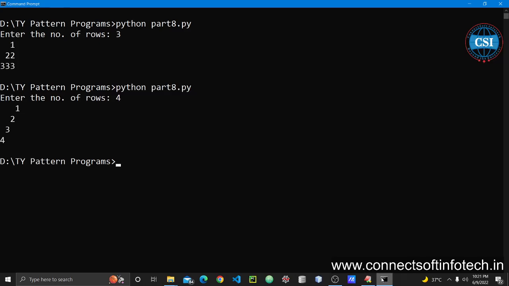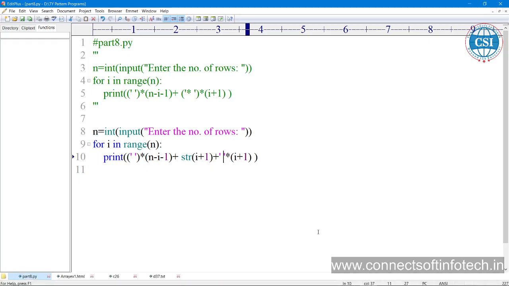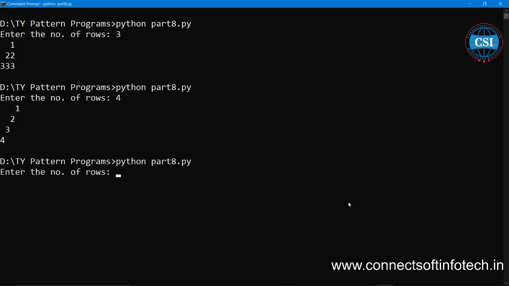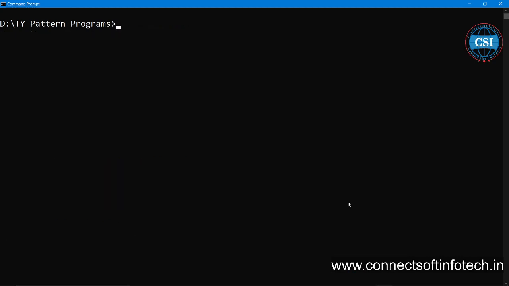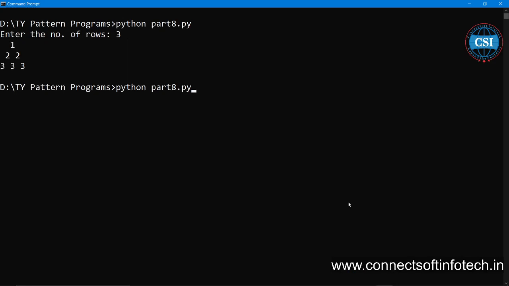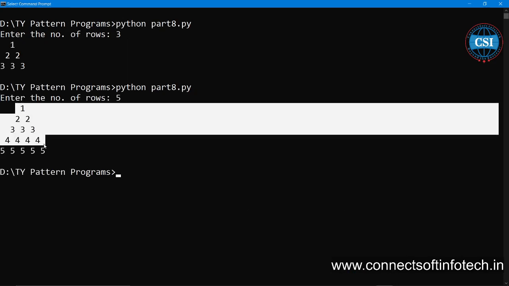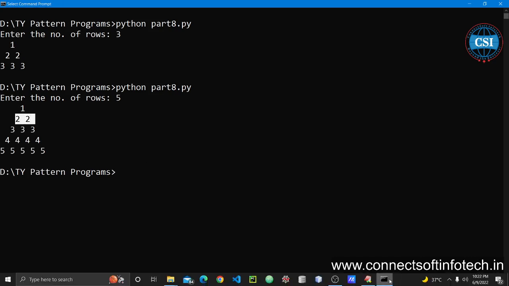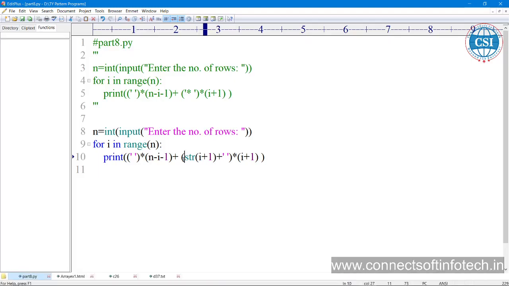Not getting. Use it like this way. Let us check now whether it is working or not. Yes, perfect. If the number of rows equals 3, we are getting this. If the number of rows is equal to 5, we are getting the perfect pyramid: 1, 2 2, 3 3 3, 4 4 4 4, and 5 five times. Perfect.